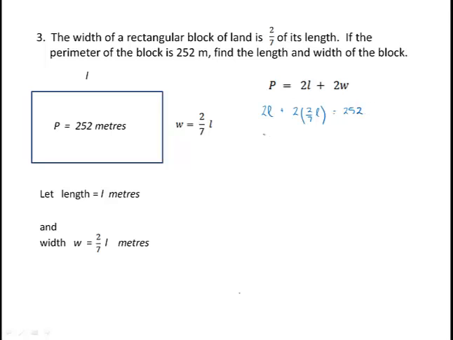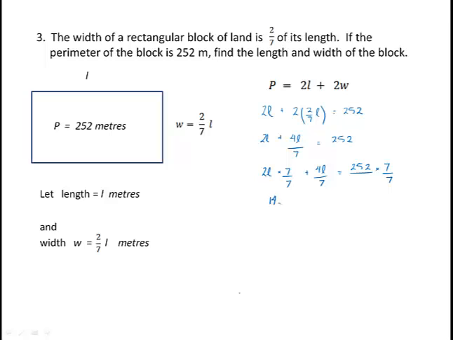We now simplify the equation, so we have 2L plus 4L over 7 equals 252. To solve this equation, which involves a fraction, we need to create a common denominator. So we times 2L by 7 over 7 and 252 times 7 over 7.